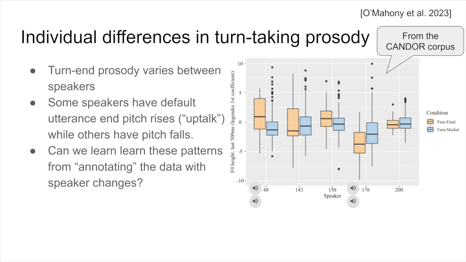For this speaker, 48, she tends to be a bit higher at the end on turn final, so when somebody else speaks after her, rather than on turn medial. And this speaker has the opposite pattern. She's a bit lower when somebody else is speaking after her versus the other. What you can hear from that is some uptalk. I'll play it for you, so you'll hear some sort of rise at the end.